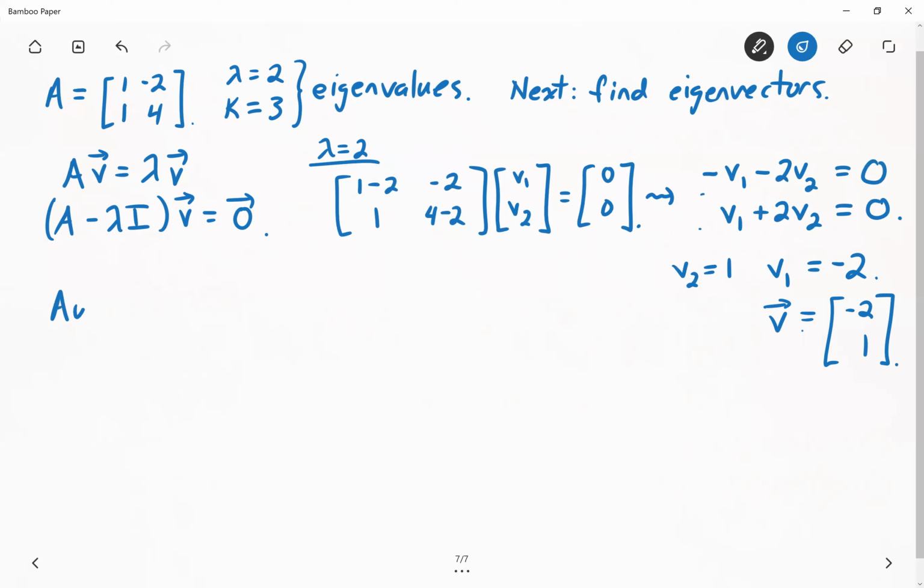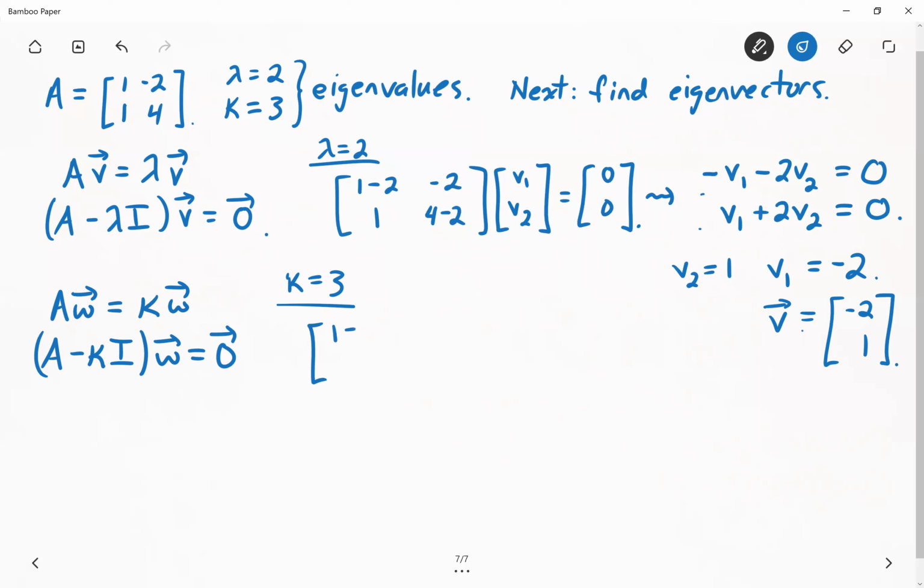Now also, remember there's 2 eigenvalues, 2 eigenvectors. And so now we're going to try to solve this equation: A times vector W equals kappa times vector W. Same equation as before, just switching up the variable names a little bit. And the case here is kappa equals 3. So we'll take the matrix A and subtract the eigenvalue from the correct places. We have 1 minus 3, negative 2, 1, and 4 minus 3, times W1, W2 is equal to the 0 vector.